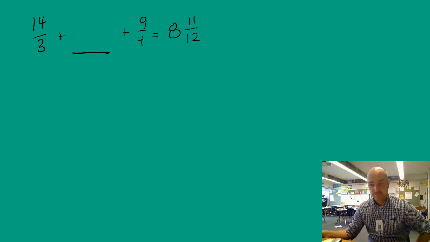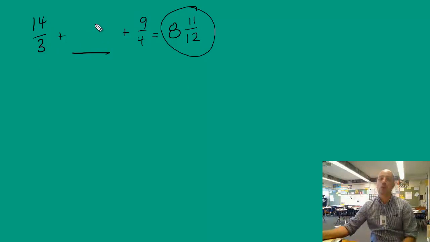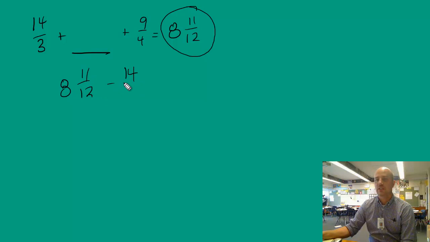11/12. Well, when I look at this, I see this is my whole here. I got this whole by adding this and this and this. So I should be able to find out what this is if I take my whole and I subtract this and I subtract this. So let's try that out. We have 8 and 11/12. We're going to subtract 14/3. And we're also going to subtract 9/4.